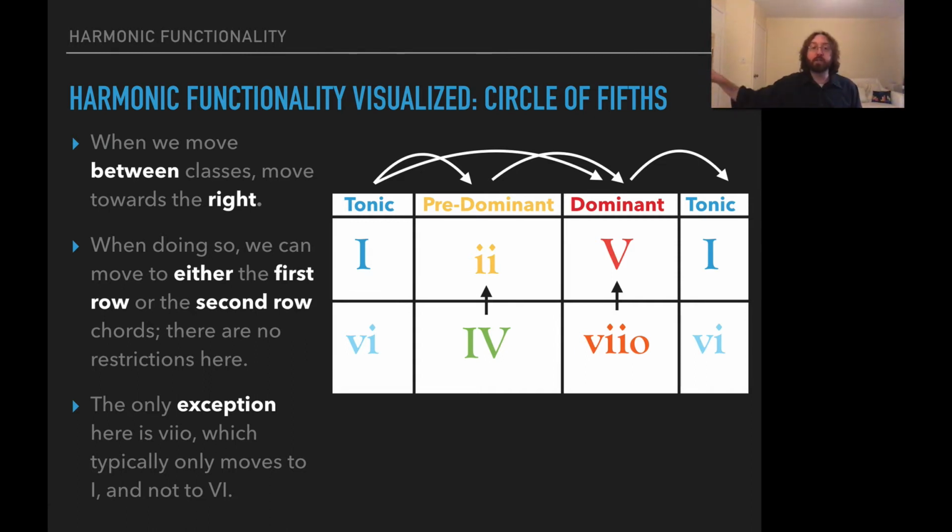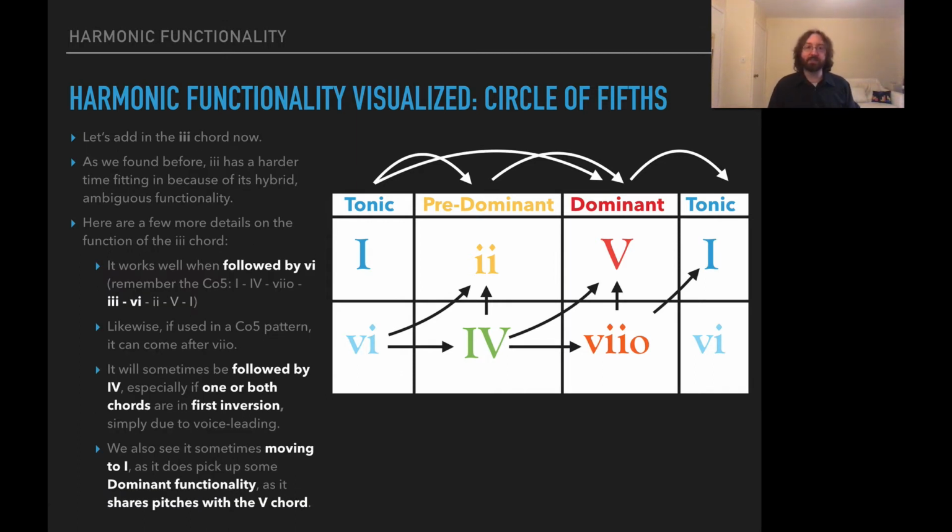We just like moving to the right. Here, the only exception is 7, which typically only moves to 1 and not to 6. So 6 can move to 4, or it can move to 2. That's fine. 4 can move to 7, or it can move to 5. That's fine and no problem. 7 can move to 1, but most of the time, it doesn't like to move to 6.